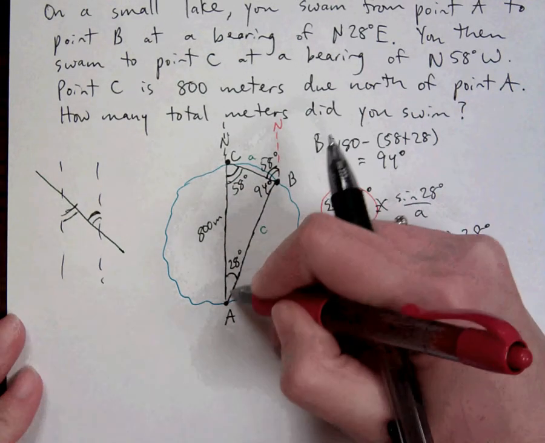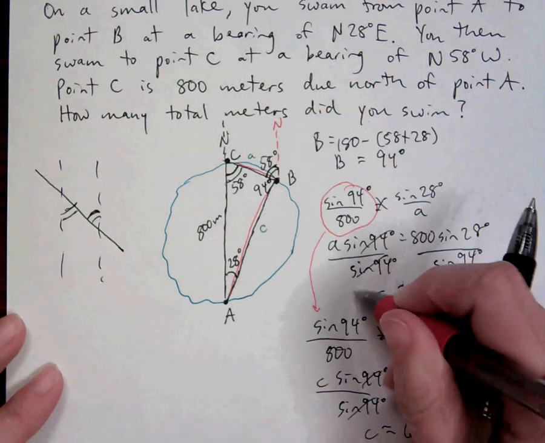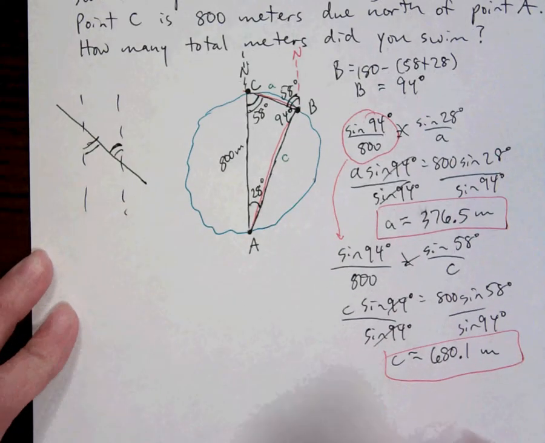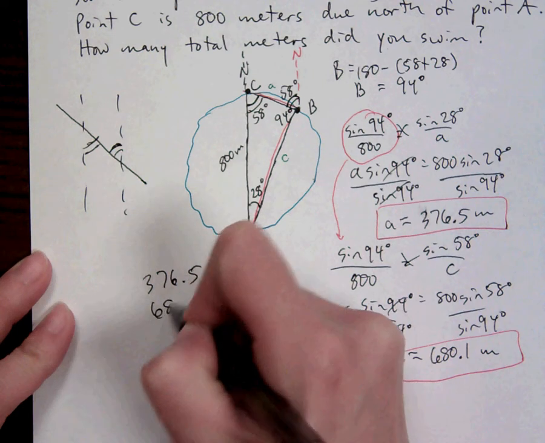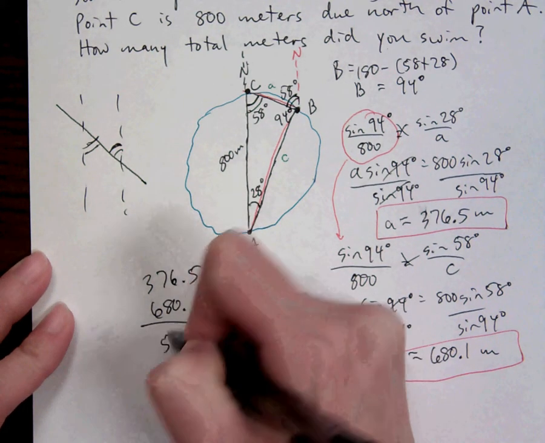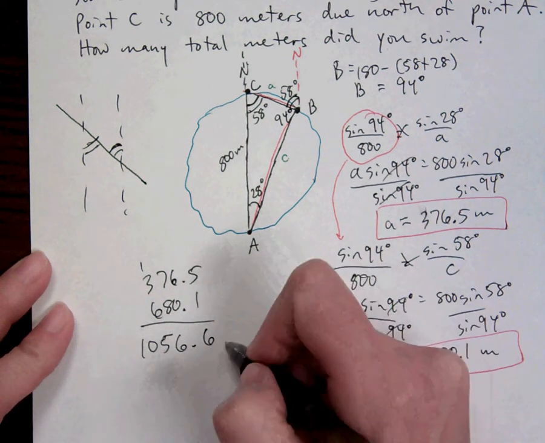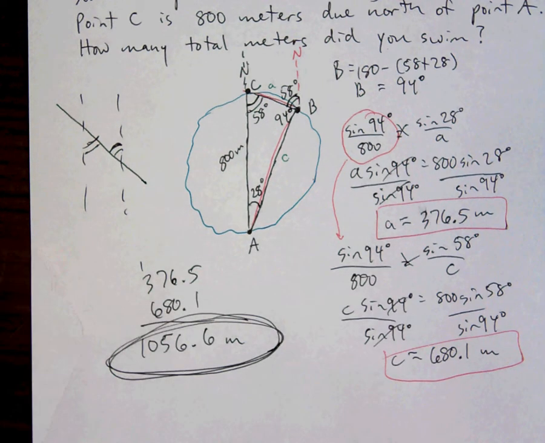And you swam from A to B and then B to C, so I need to add these two together. So answer in the end is going to be 376.5 plus 680.1, so looks like 1,056.6 meters total for that swim. Okay, so that's one problem.